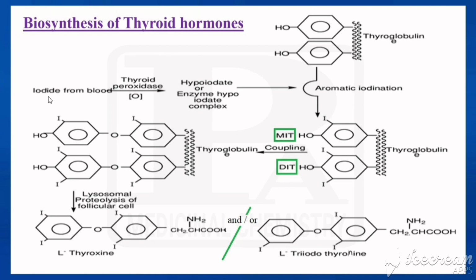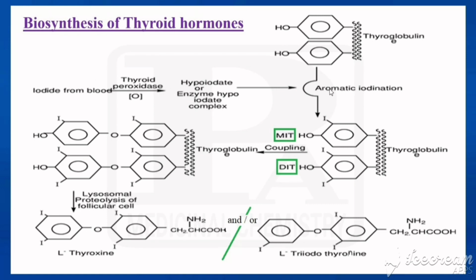What is step 2? That iodide is oxidized and we are getting iodotyrosine residue. So what is step 2? Oxidation of iodide and the formation of iodotyrosine residues. So the iodide that is obtained from step 1 undergoes oxidation. What is the enzyme used for oxidation? That is called thyroid peroxidase. So what are you getting by means of oxidation? That is hypoiodate or enzyme hypoiodate complex. So this would be the oxidized product of iodide.